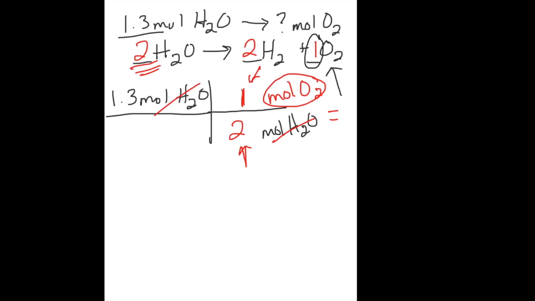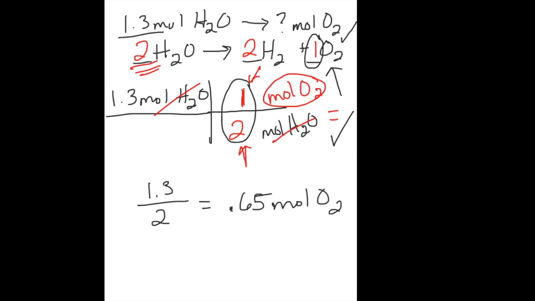So what I have is 1.3 times 1, which is itself, divided by 2. And I am going to get 0.65 moles of oxygen. So that's how you do a mole-to-mole problem. First step is you have to write and balance your equation. Second step is to write out your conversion factor using those coefficients as your number of moles that go right here in your setup. And then finally is to actually get your answer.